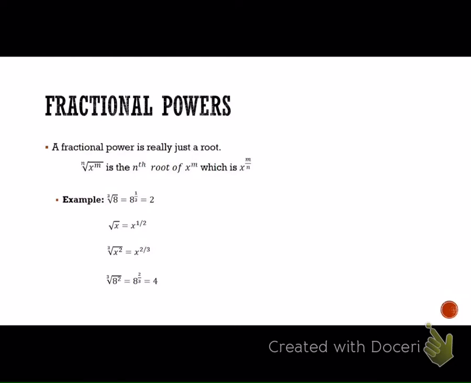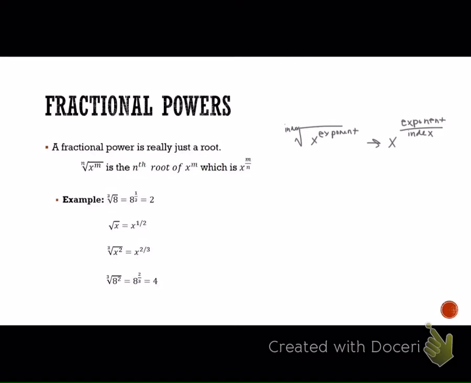Okay. A fractional power is really just a root. So the nth root of x to the m is the same thing as x to the m over n. So you'll notice here, this is the index, this is the exponent. This switches to a rational exponent by doing the exponent over the index.